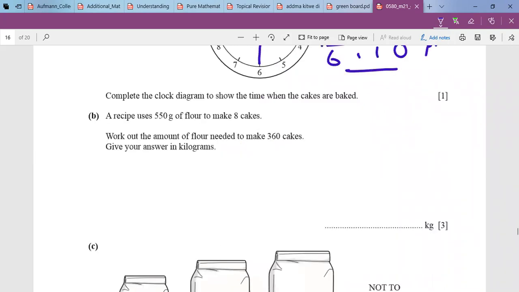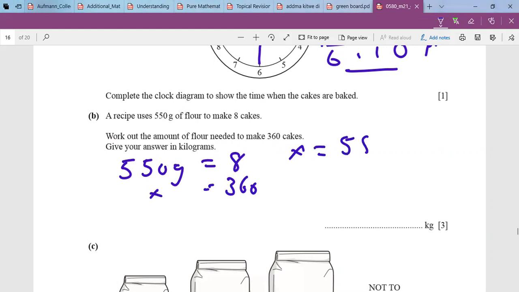A recipe uses 550 grams of flour to make 8 cakes. Work out the amount of flour needed to make 360 cakes. So what we are saying is that 550 grams of flour will produce 8 cakes. But now, if I want 360 cakes, this will be equal to x. So x will be equal to 550 grams. Of course, the grams will cancel. Oh, take note, sorry. Give your answers in kilograms.